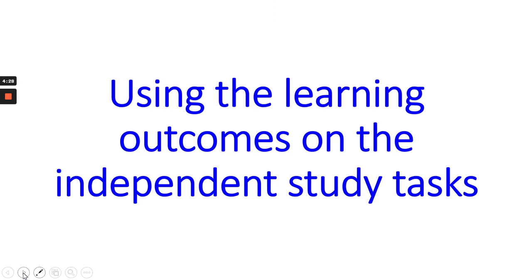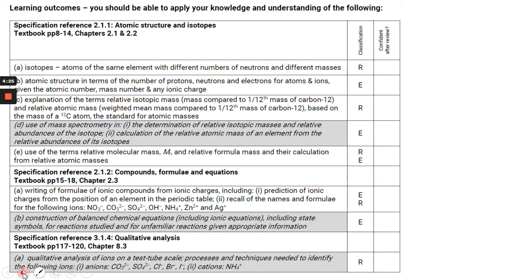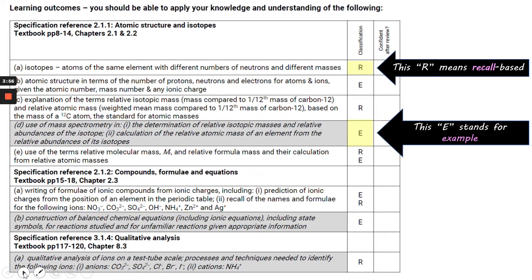So let's have a look at how we use learning outcomes first of all. Going to the independent study, you'll have a set of learning outcomes on each independent study task that you do. These are listed straight from the specification, and they're classified by us according to whether they require recall or examples to help you learn them. Some of them are italicized and grayed out. Those are ones that require a little bit of extra input from your teacher in class, and your lessons will be designed around covering these. So the R means recall based, and the E stands for an example.